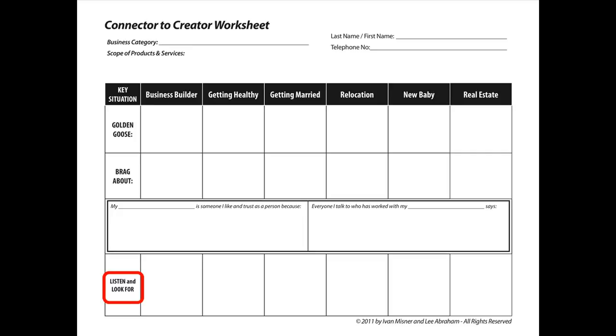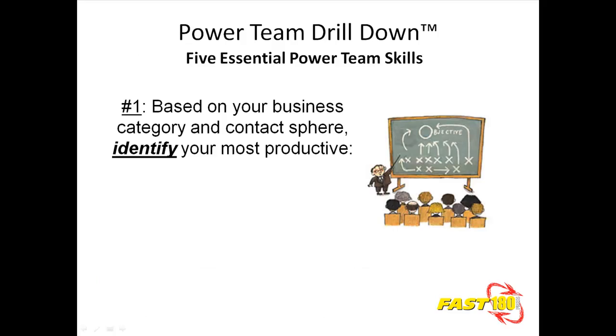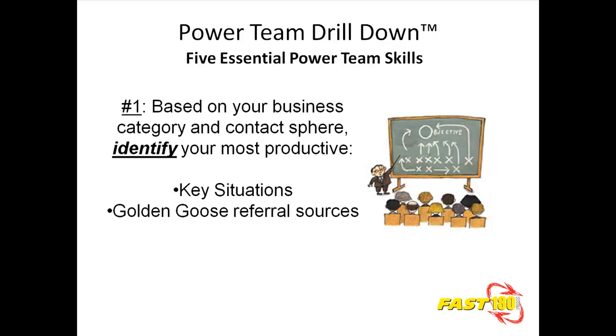So again, the idea is that we use the Connector to Creator worksheet to organize your own projection of your business, and then based on the information here with your Golden Goose referral sources and some of the other elements, you meet one-to-one with your networking partners and see where the commonalities are so that you can begin systematically making your network visible. So to summarize the first of the 5 essential Power Team skills, based on your business category and contact sphere, identify your most productive key situations, Golden Goose referral sources, and targeted prospects.